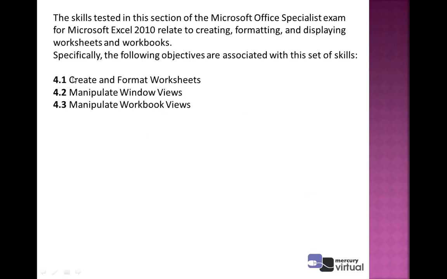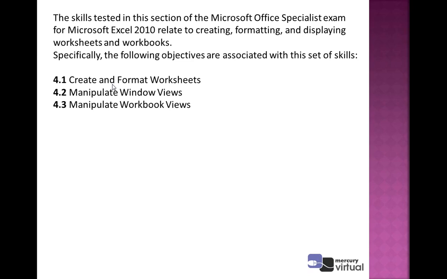This chapter contains 3 topics. 4.1 is create and format worksheets, means how to create and how to format the worksheets, means how to give the formatting to the worksheets. In the 3rd chapter, I covered the formatting on the contents of the worksheet. But in this chapter, I will cover how to format the worksheet, not the content of the worksheet.